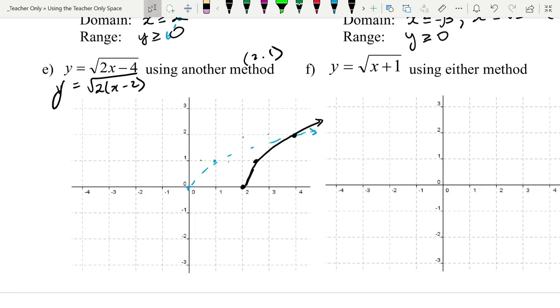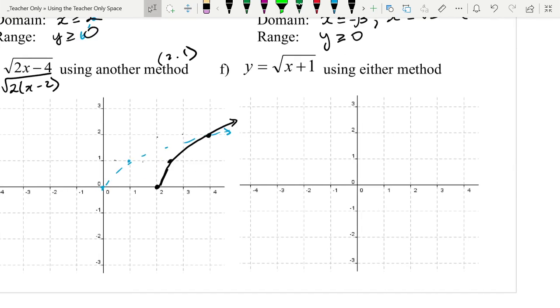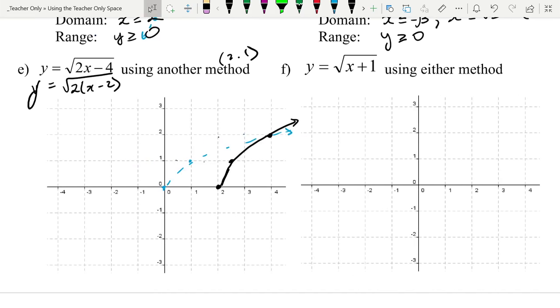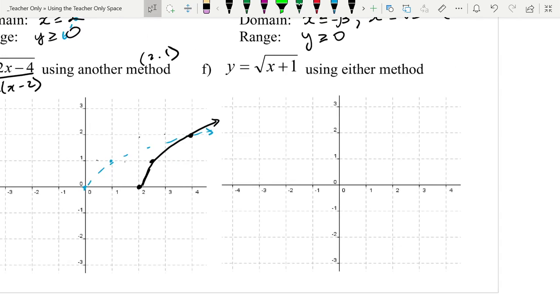Okay, and now F, dealer's choice. What would you like to do? Do you want to use the first method or the second method? Your call. I kind of like the first method better when it's a nice, easy, linear one, right? I've done these so many times, I don't know if I even need the parent function anymore.